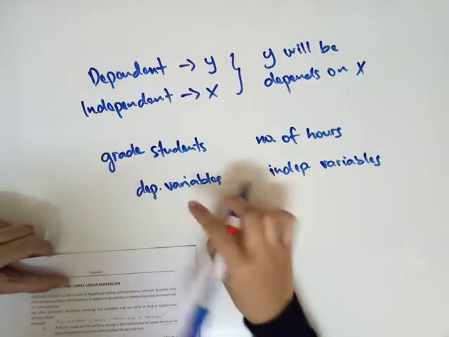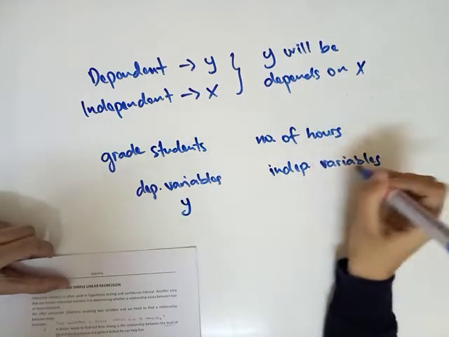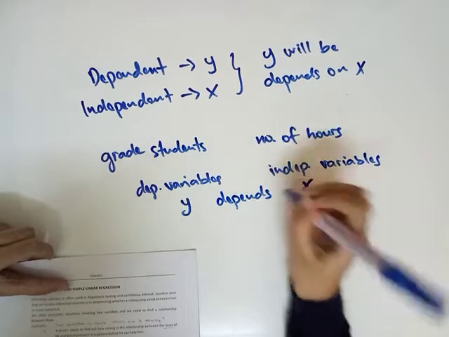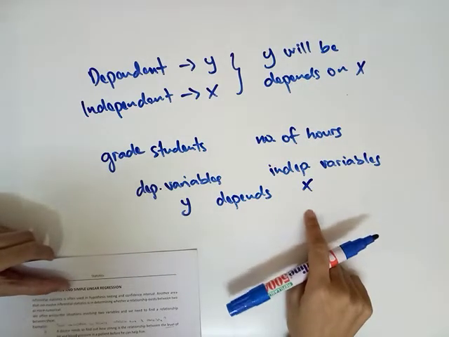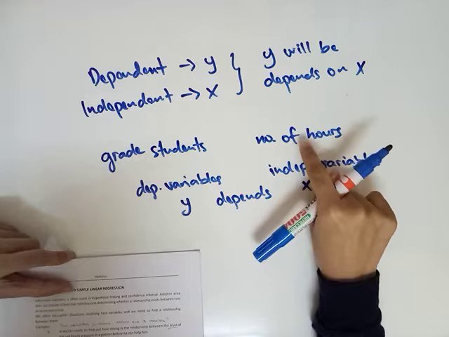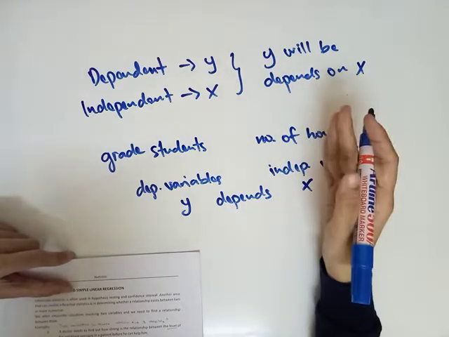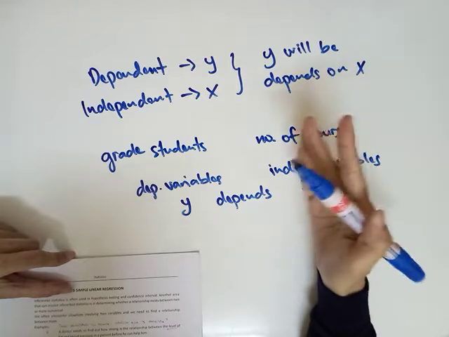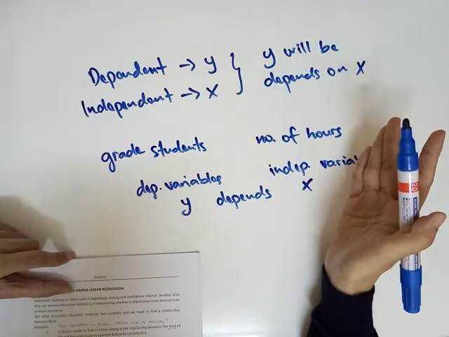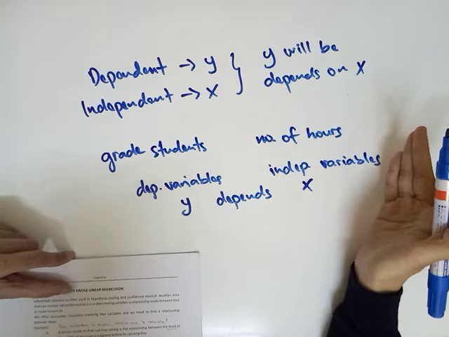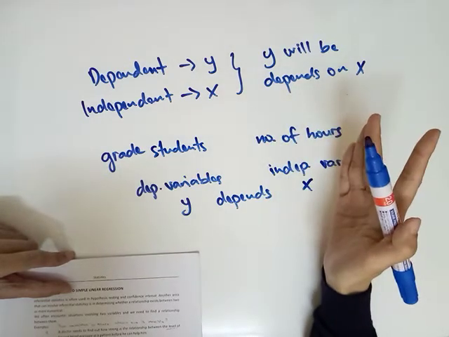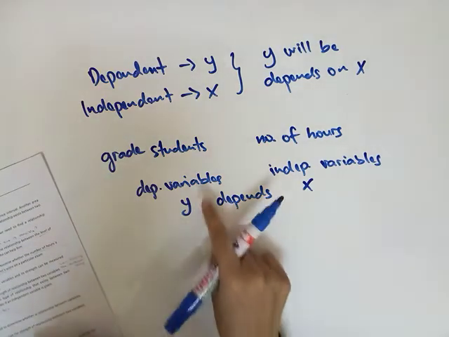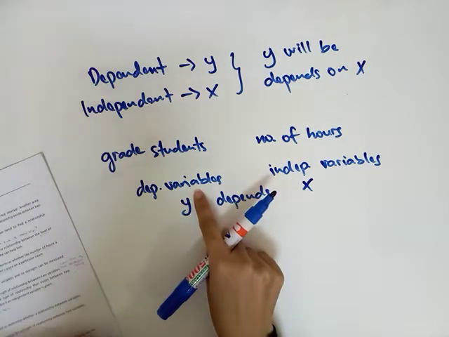The dependent variable we let as y, the independent variable we let as x. Y depends on x. That means the more hours you study, the better results you will get. The more the number of hours you study, the higher the grade you can earn. Do you understand now? Independent variables and dependent variables.